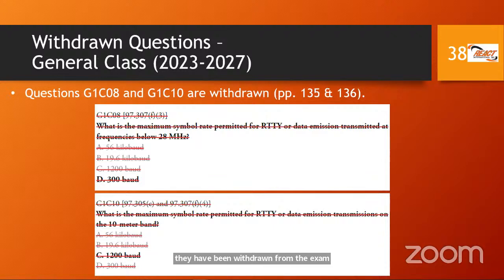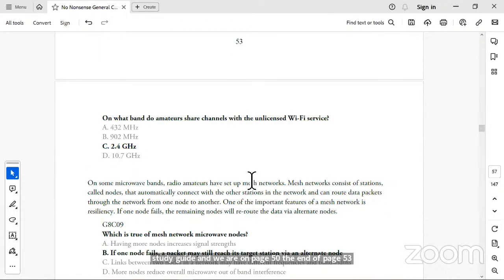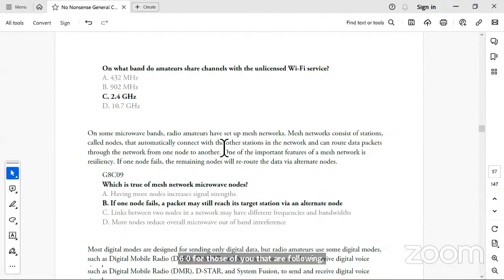So let us go quickly to our question pool review for all of the theory that we have covered this evening. So straight to our No Nonsense General Class License Study Guide, and we are on page 50, the end of page 53, going on to page 54. Right, so the theory we have covered today and the question pool, all of the questions are between pages 53 and 60. That's 60 for those of you that are following. All right, so let's go. Let's see if we can speed through this.